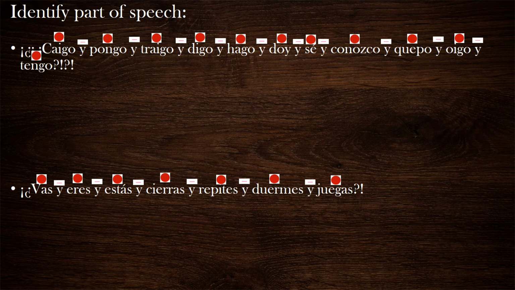Great. The only difference between this and English is the lack of the pronoun. Why is that? That's right, because it's built into the verb. So when you say caigo, it means I fall. When you say vas, it means you go or you're going. It's already built in there, so you don't need yo or tú.